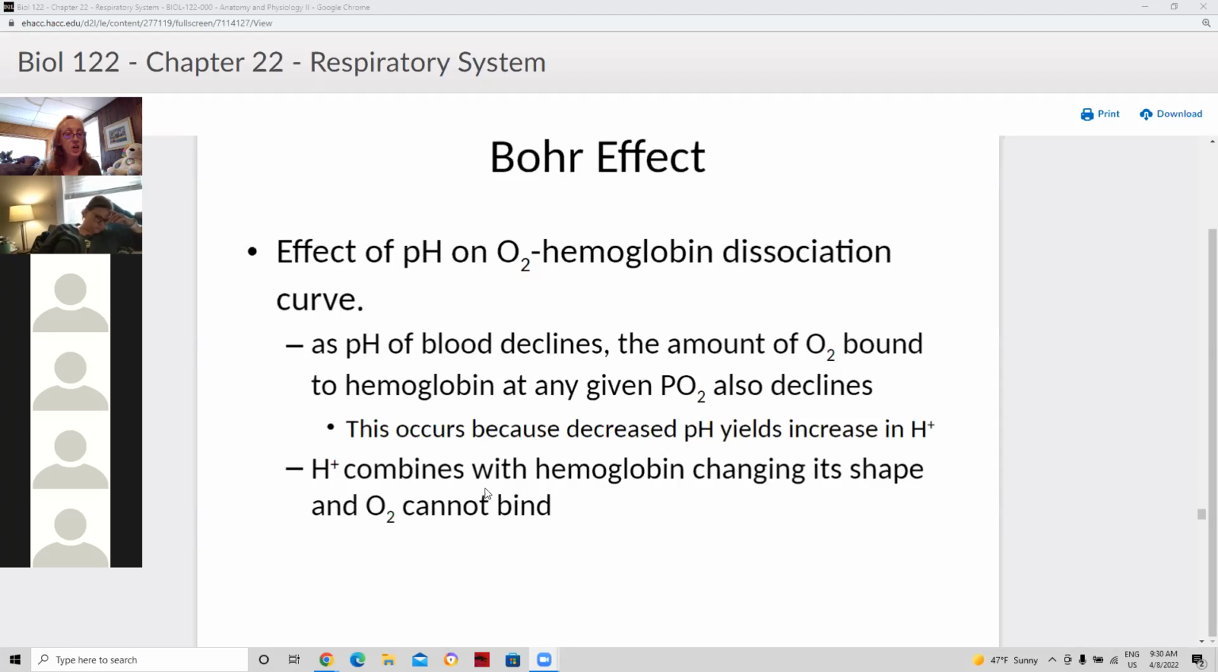So as the hydrogen ions increase in concentration, they're binding to the hemoglobin, changing the structure of the hemoglobin, making it have a reduced affinity for oxygen.